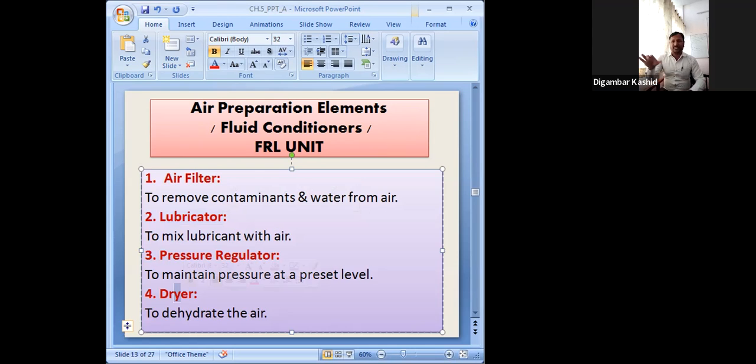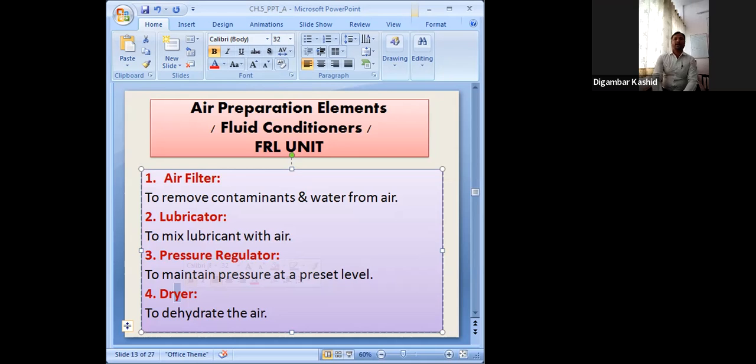Okay, so in this topic, the first of these three is the air filter, pressure regulator, and lubricator. Together it is called the FRL unit, filter regulator and lubricator unit, or it is also called a service unit. Okay, please remember, this question will be asked as an MCQ in your university exam. FRL stands for filter regulator lubricator.